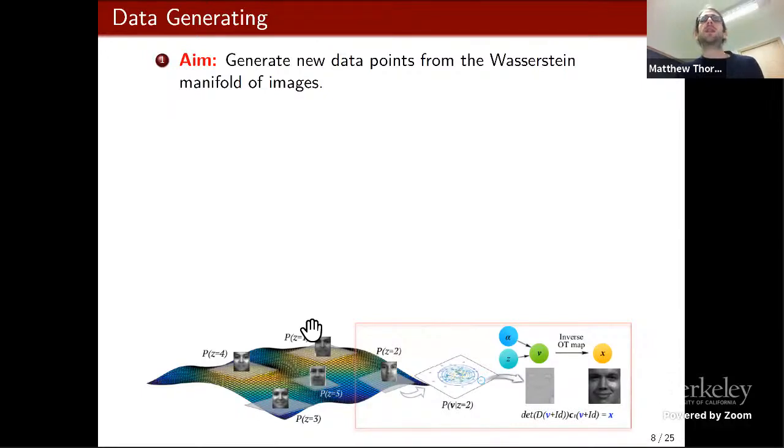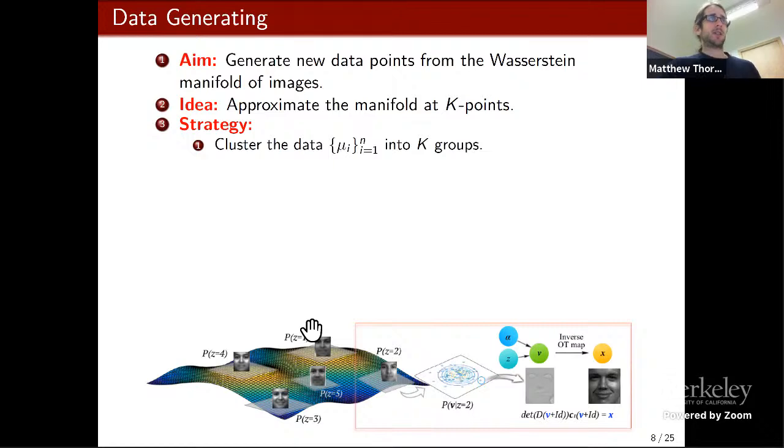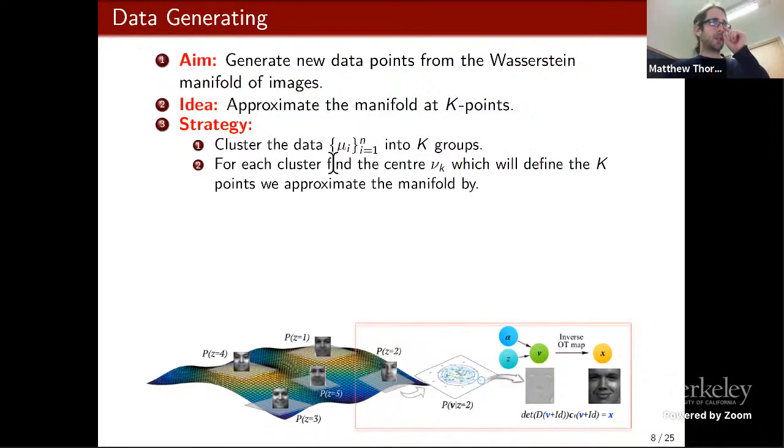Okay, this sort of framework also allows for data points to be generated. So the idea here now is that we start off by approximating this Wasserstein manifold at k different points. So we have a set of images, mu_i. We want to cluster these into K groups. Actually, we did this by linearizing at one reference point, and then we just did K-means. This then gives us cluster centers. We call the cluster centers nu_k, and these are the points at which we're going to approximate the Wasserstein manifold.